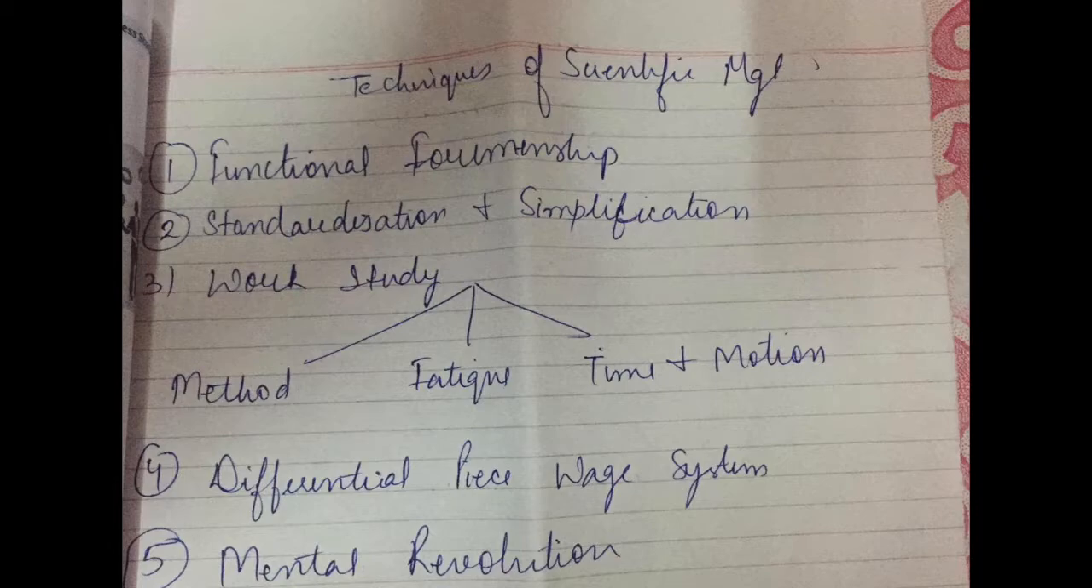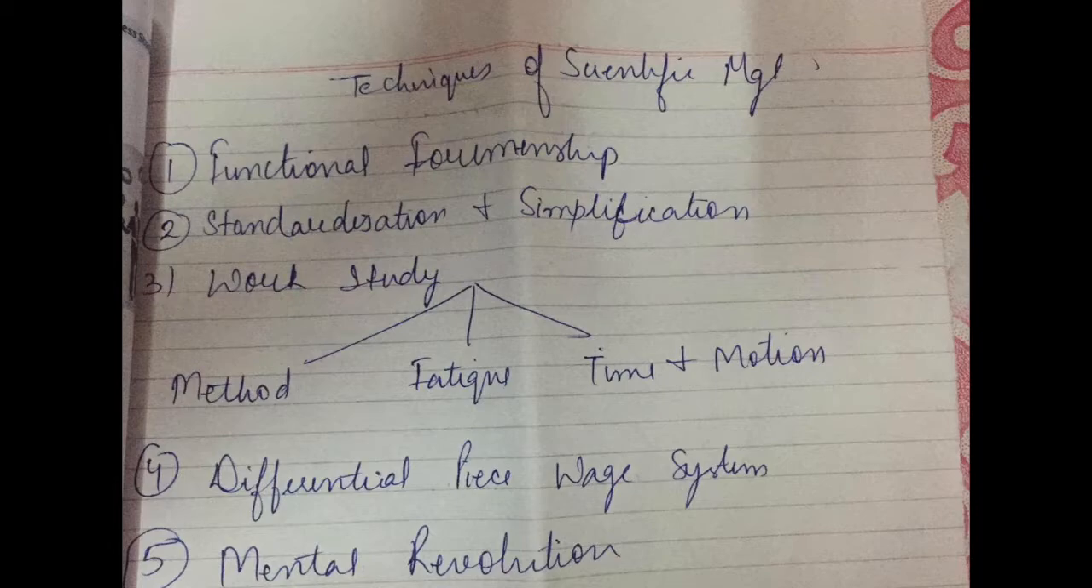Next, moving on to the next technique, that is standardization and simplification of work. This technique states the setting of standards for different factors. In simple words, we should maintain standards with respect to tools and instruments, material, working conditions, and methods. Standardization will help us to know whether we are able to achieve what we were thinking we'll be doing in this task, or whether we have done the things properly or not.